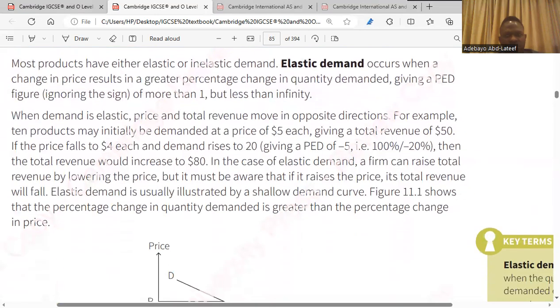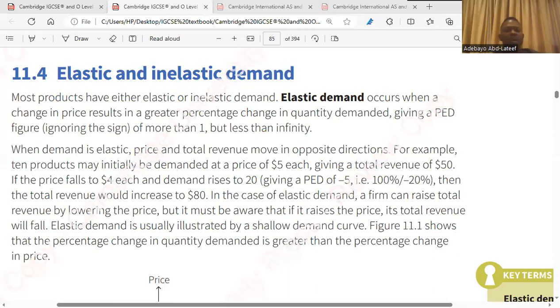Yes. So when demand is elastic, price and total revenue move in opposite directions. So for example, 10 products may initially be demanded at a price of $5 each, giving a total revenue of $50. If the price falls to $4 each and demand rises, so what they're saying is if the price elasticity of demand is elastic, it means our total revenue will also rise. That is the point there.